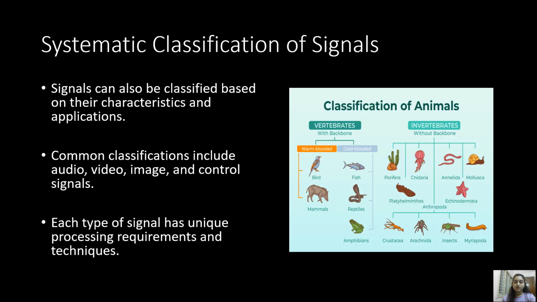Systematic classification of the signals. Signals can also be classified based on their characteristics and example applications. Common classification includes audio, video, image, and control signals. Each type of signal has unique processing requirements and techniques. For example, signals can be compared with classification of animals as vertebrates and invertebrates.